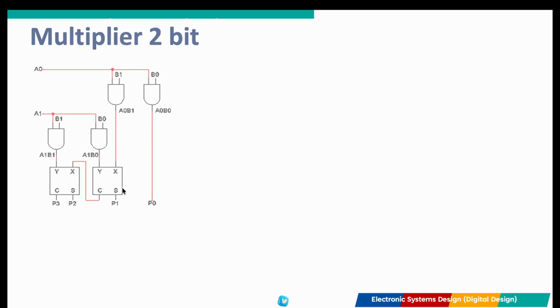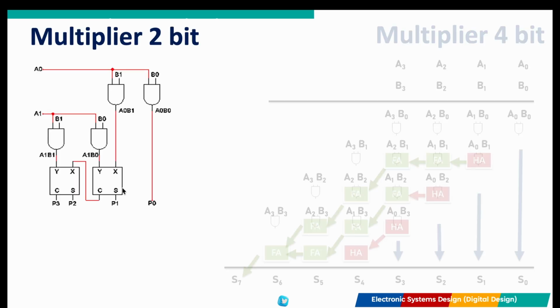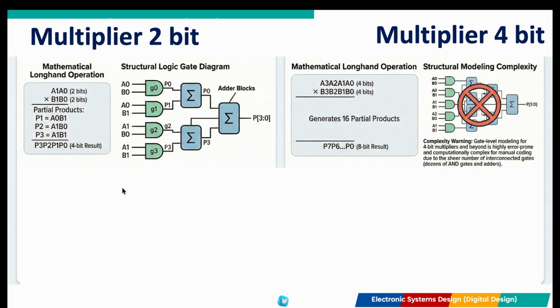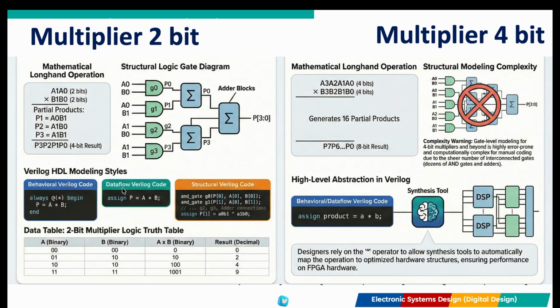The real power here is scalability. As we move from 2-bit to 4-bit or even 64-bit numbers, the structural approach becomes a nightmare of complexity. You would have to manually rewire hundreds of gates. With abstraction, scaling is as simple as changing your vector declaration from 2 bits to 4 bits. The logic, the multiplication operator, stays exactly the same. The synthesis tool, Intel Quartus, does the heavy lifting for you.